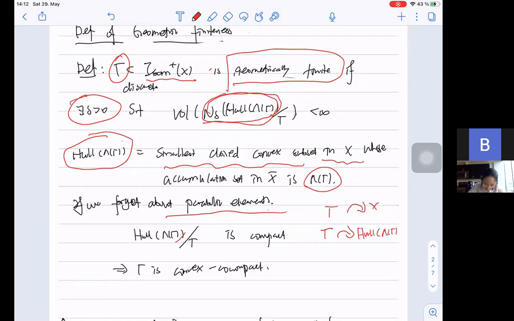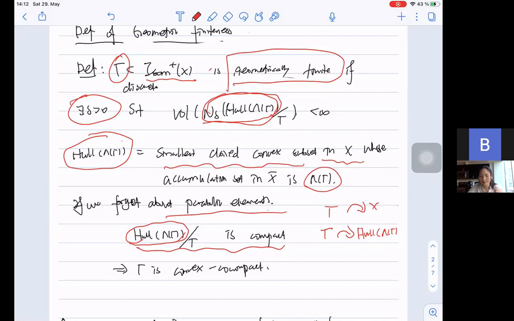The definition says we take the convex hull of the limit set and take the quotient under the group action gamma. If this quotient is compact, then we say gamma is convex co-compact, which is also geometrically finite, because if the group does not have parabolic elements, then geometric finiteness is the same as convex co-compactness. There are many different ways to define geometric finiteness. There are many equivalent definitions.